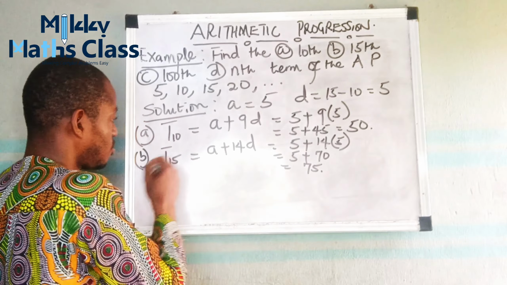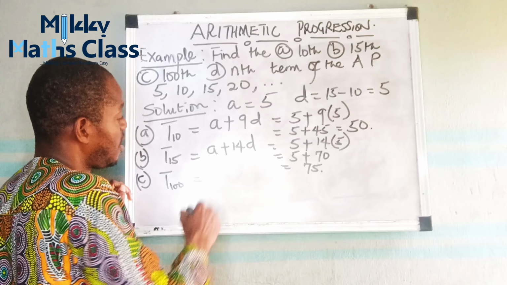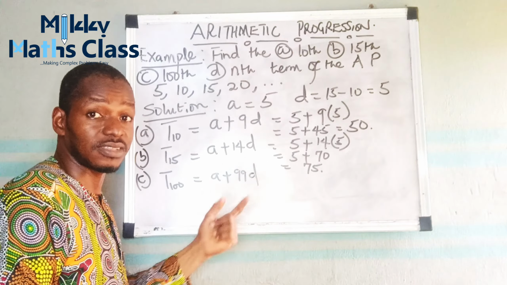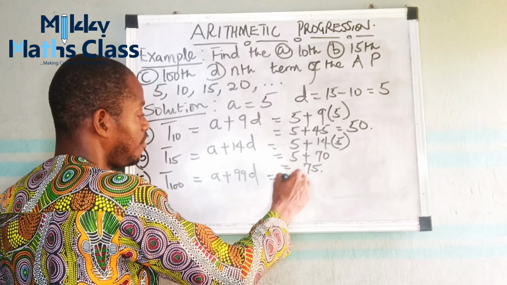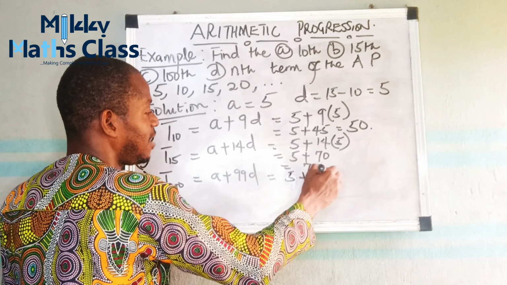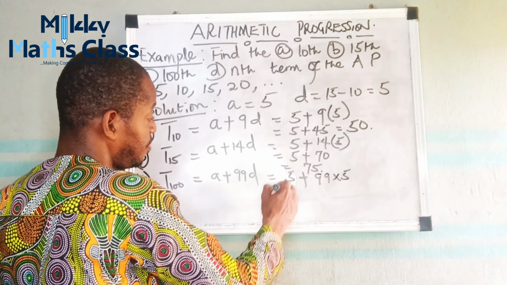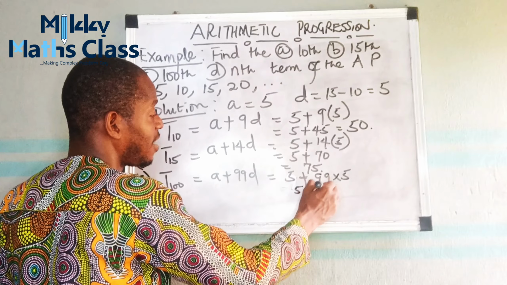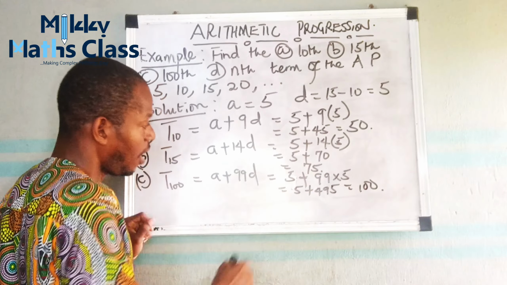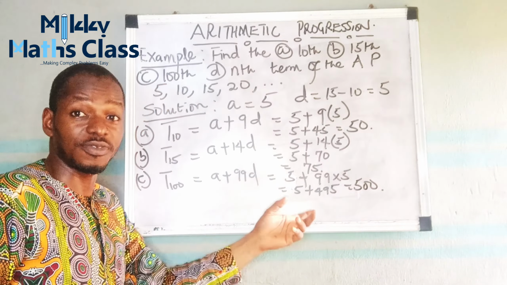The C part asks us to find the 100th term, T100. So this becomes a plus 99d. That's 100 minus 1, that's 99. So this becomes a plus 99d, where our a is 5: 5 plus 99 times 5. 99 times 5 will give us 495. So 5 plus 495, that will give us... not 100, 500. 495 plus 5 is 500.